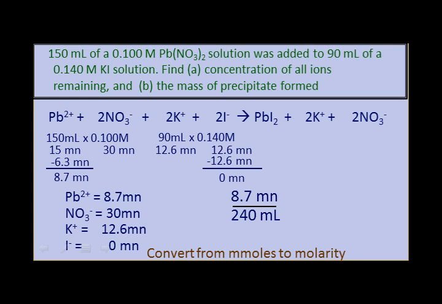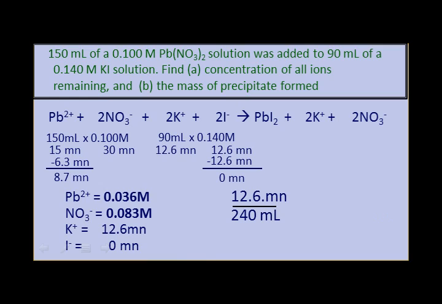So let's start with the lead. The plumbous ion is 8.7 millimoles divided by 240 milliliters gives us 0.036 molar plumbous ion. So the solution is 0.036 molar in plumbous ion. So let's put it over here and record it. There we go. Now let's see. The 30 millimoles of nitrate divided by 240 milliliters is going to give us 0.083 molar in nitrate. So we'll put that here.